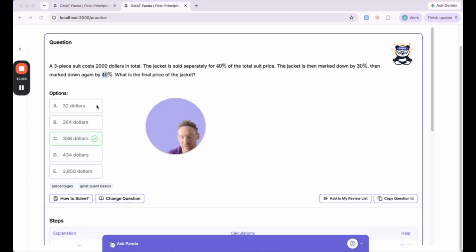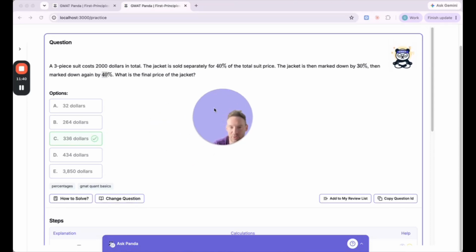And just by doing that in my head, I can tell it's not going to be 32 because that's going to be way too cheap. It's not going to be 3,850 because that wouldn't really make sense anyway, right? It's more than the initial price. So it's probably going to be between B, C, and D. And if I just look a little bit closer at the numbers, I can reassure myself that, yeah, it's probably going to be the middle one, 336.